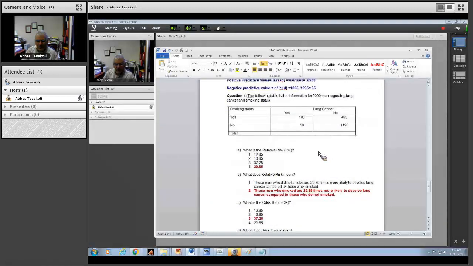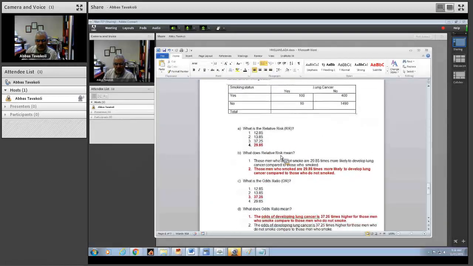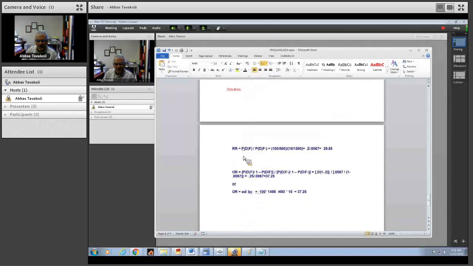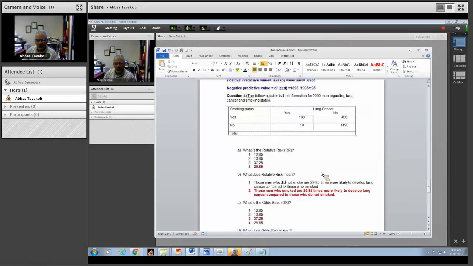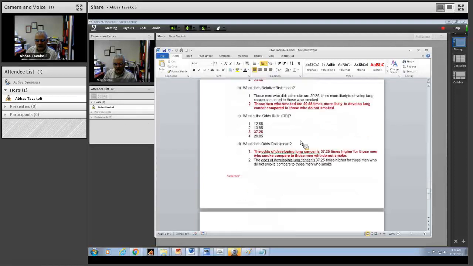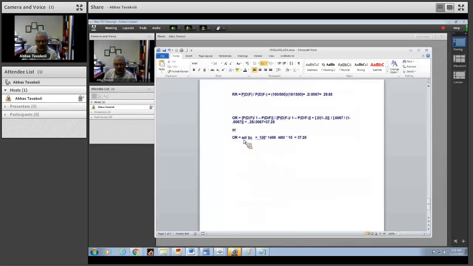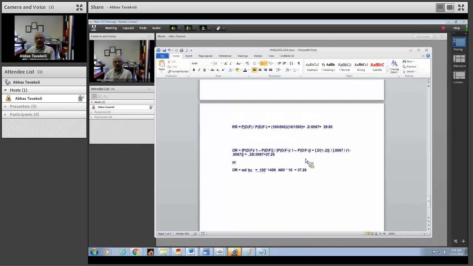Question 4, I asked you to calculate the relative risk and what it means, and odds ratio. Again, the relative risk was the probability of disease given your factor over the probability of disease without the factor: 100 over 500 divided by 10 over 1500, which is 29.5. So again, here is your exposure, 100 over 500 and 10 over 1500. And for odds ratio, the simple formula is AD over BC, which is 100 times 1490 over 400 times 10, 37.25.